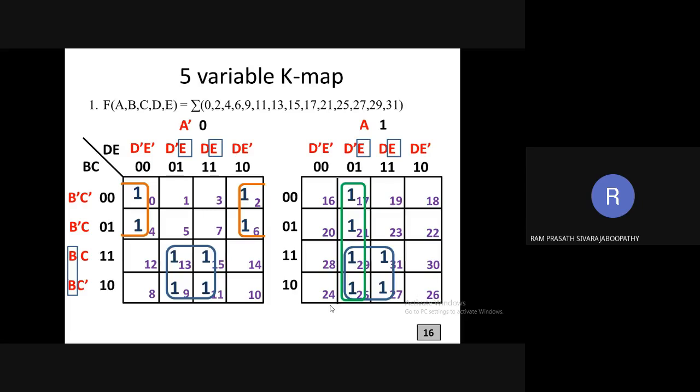B E. We check where this particular K-map table row is. B C, B C bar. B is the common term. In the column, where is it? D bar E, D E. So E is the common term. So B E is the term for the first grouping.